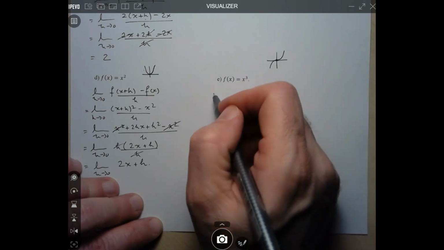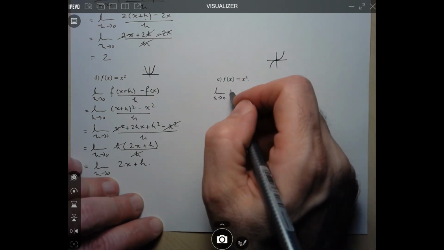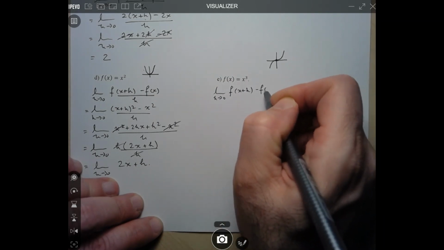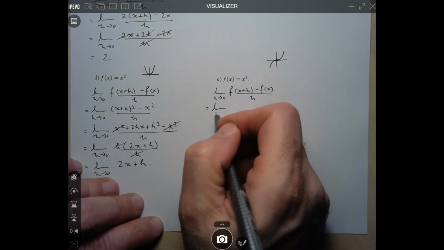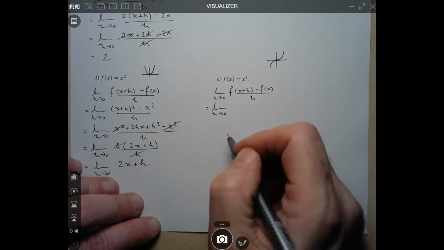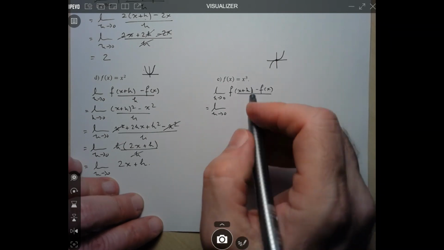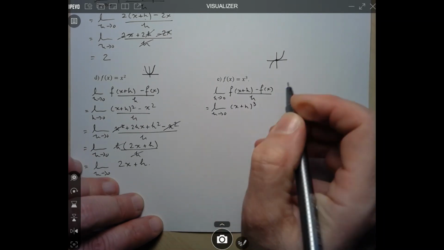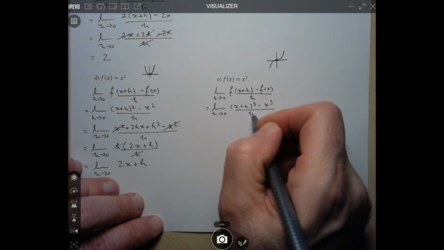Okay, so we start again with that limit definition of the derivative. f at x plus h minus f at x all over h. And now let's input this into our function. So here I'm going to replace x by x plus h. So x plus h all cubed minus x cubed all over h.